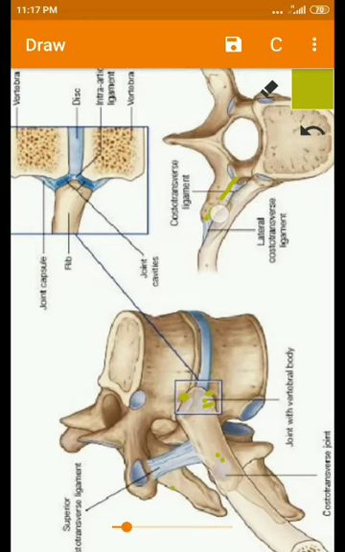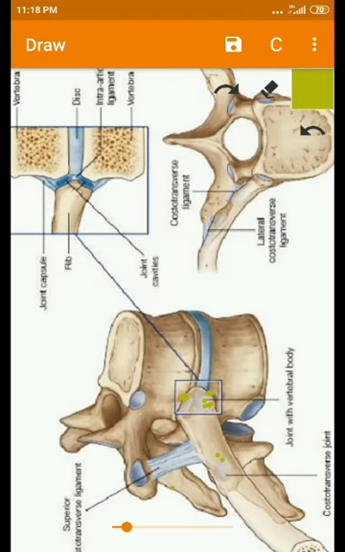The tubercle also has two parts, isn't it? One is articular and one is non-articular. The articular part of that tubercle articulates with the facet present on the transverse processes of the vertebrae, forming the costotransverse joint. This costotransverse joint is absent in the 11th and 12th ribs. The type of this joint is a synovial joint, plain variety.